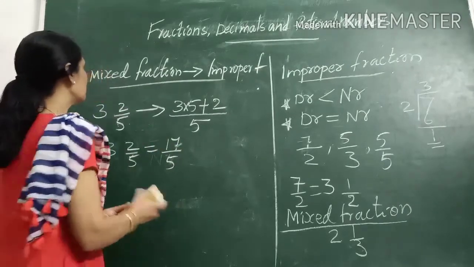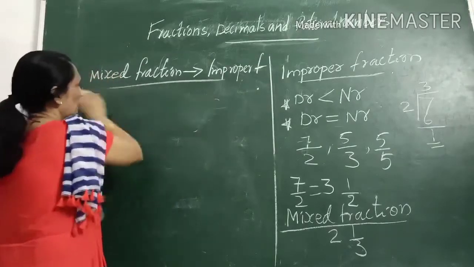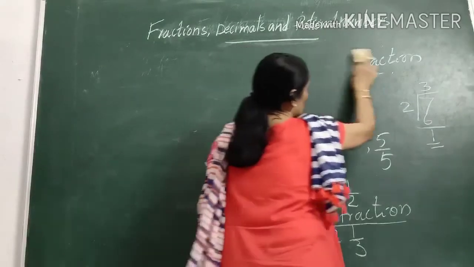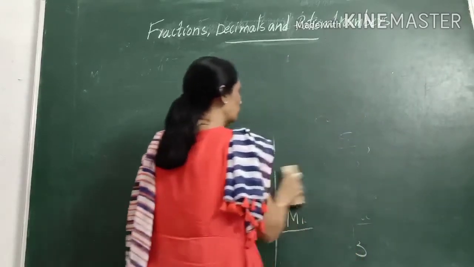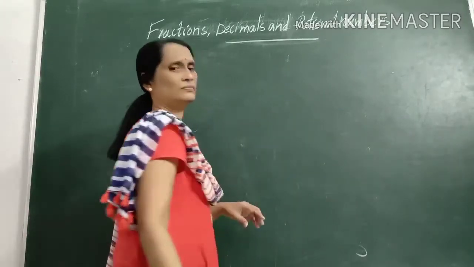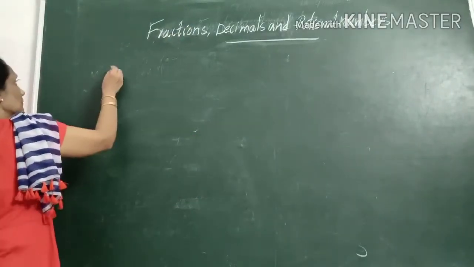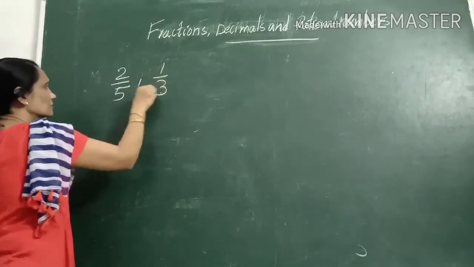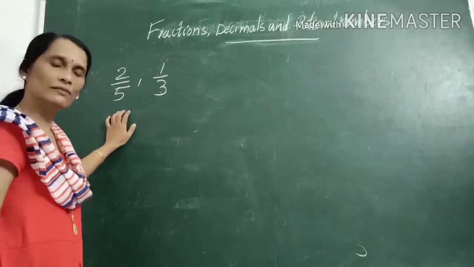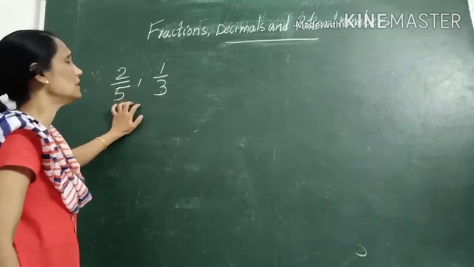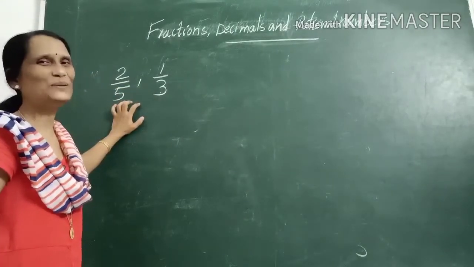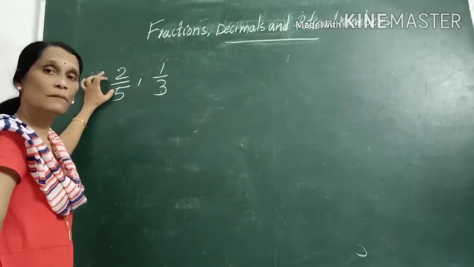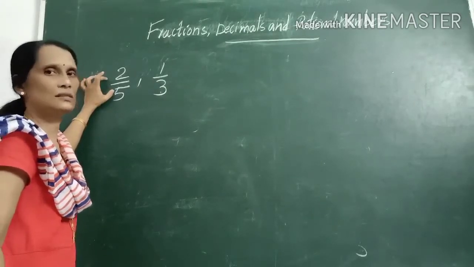And now we will see how to compare two fractions. To know which fraction is bigger or which one is smaller, how can we find out? Tell me, 2 by 5 and 1 by 3. There are two fractions given. Which among these fractions is bigger? Can you say just by looking at them? It is quite difficult, right?